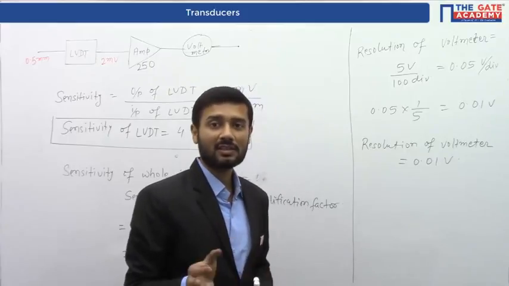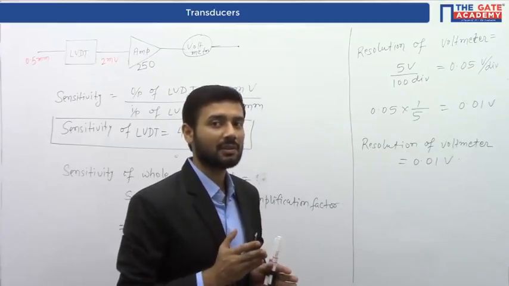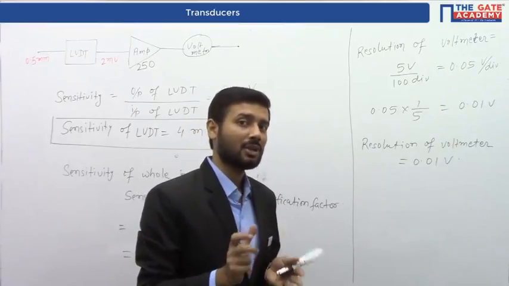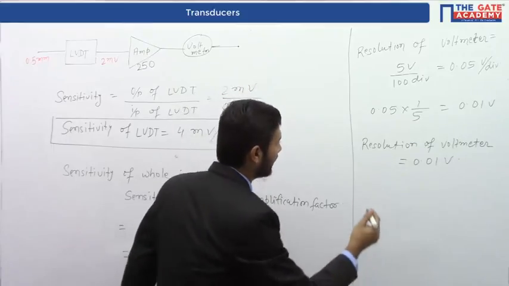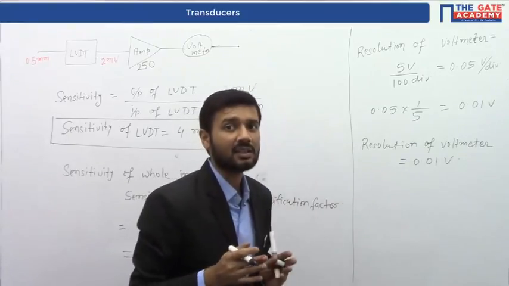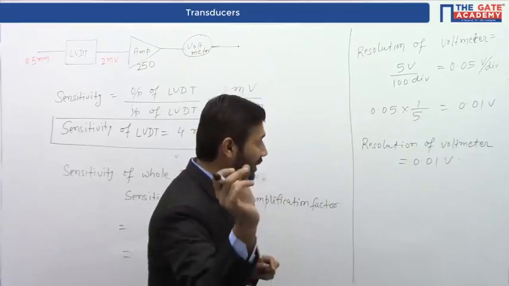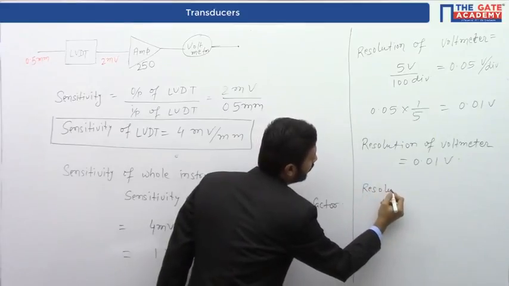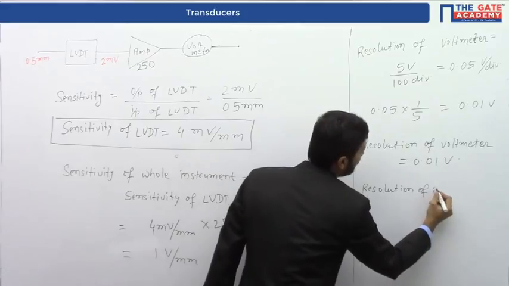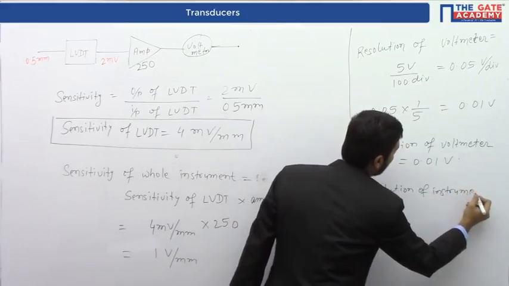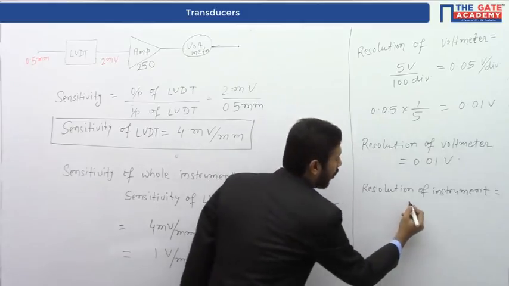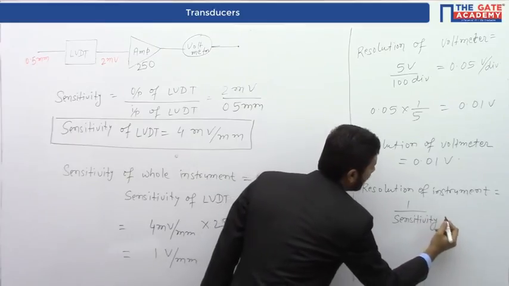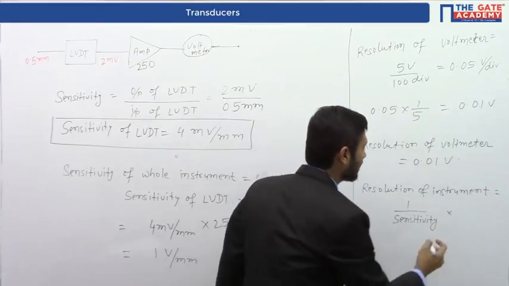As I have already described, the resolution of the instrument is related to the sensitivity, which is the resolution in the minimum range. That's why I am writing here that the resolution of the instrument equals 1 by sensitivity times the resolution of the voltmeter.